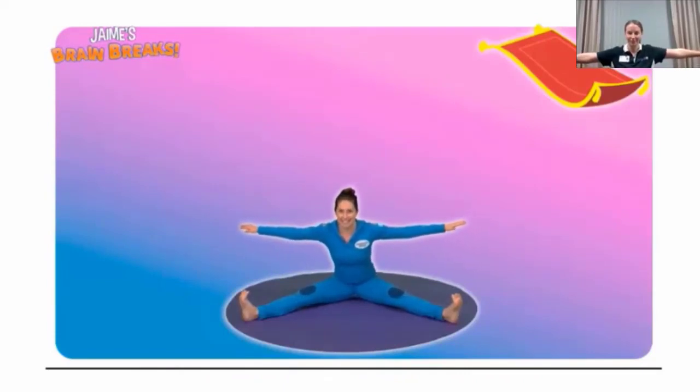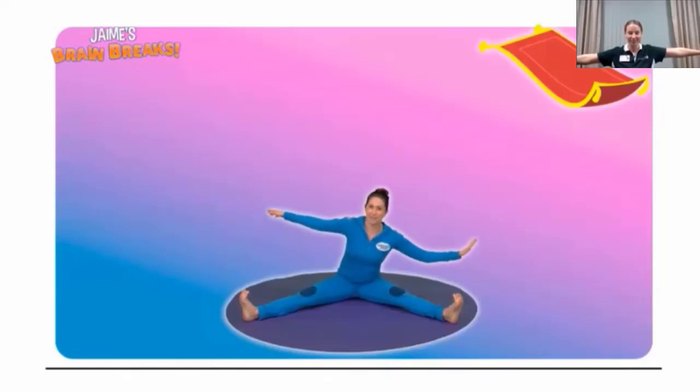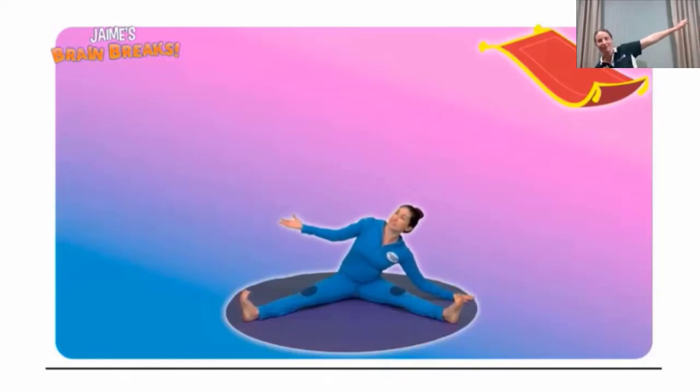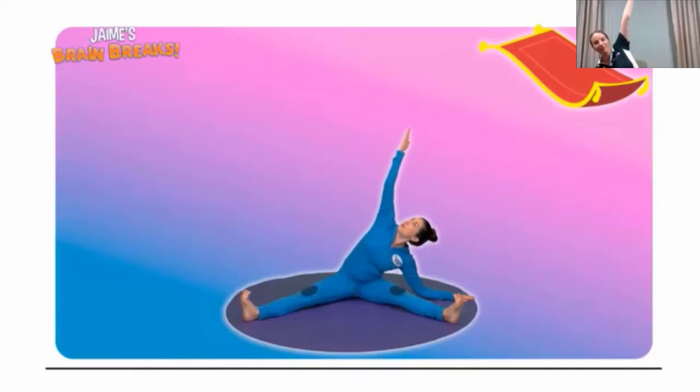Now we're going to steer this carpet. We take our arm down to one side and then we stretch our other arm up and over our ear, maybe resting on our elbow. Ooh, we're going right round the corner now. Let's go round the other corner.